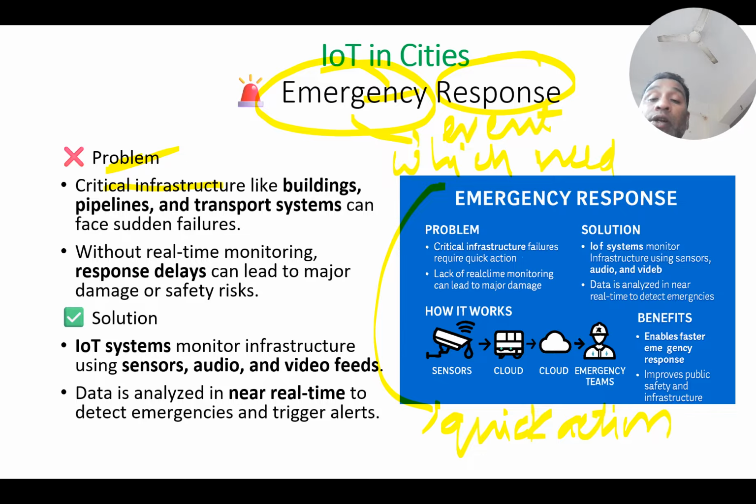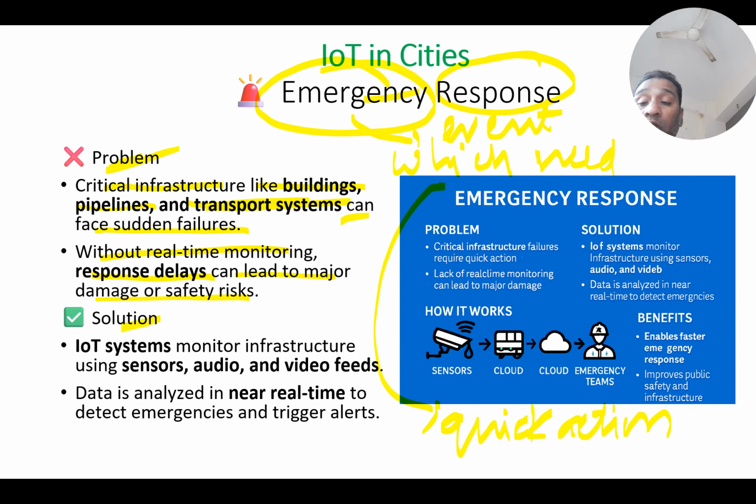Critical infrastructure like buildings, pipelines, and transport systems, maybe a bus station, maybe a railway station, the whole network of railway tracks, can face sudden failures. Sometimes we get the news that the trains are delayed because of heavy rain and the tracks are filled with water. Such information we need as early as possible, because it is a risk to the lives of human beings. Without real-time monitoring, response delays can lead to major damage or safety risk.